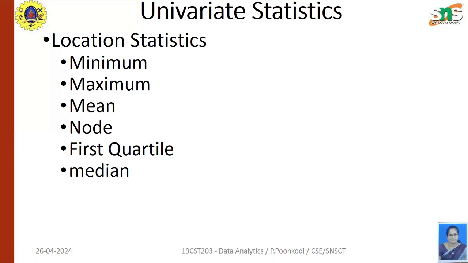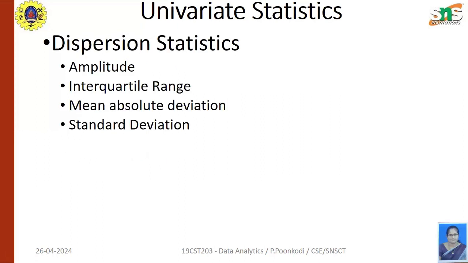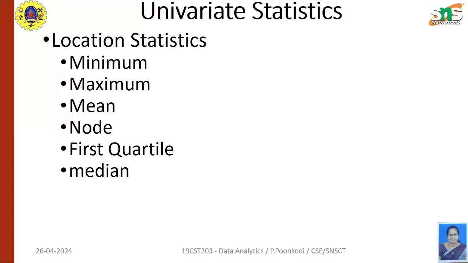Univariate statistics has two types: location statistics and dispersion statistics. Location statistics deals with the location of values in the data. Location univariate statistics identify a value at a certain position, and the value might be a minimum value, a maximum value, or a mean value.